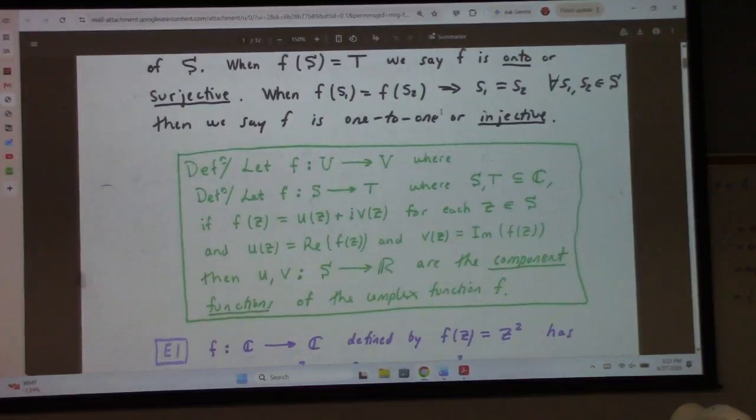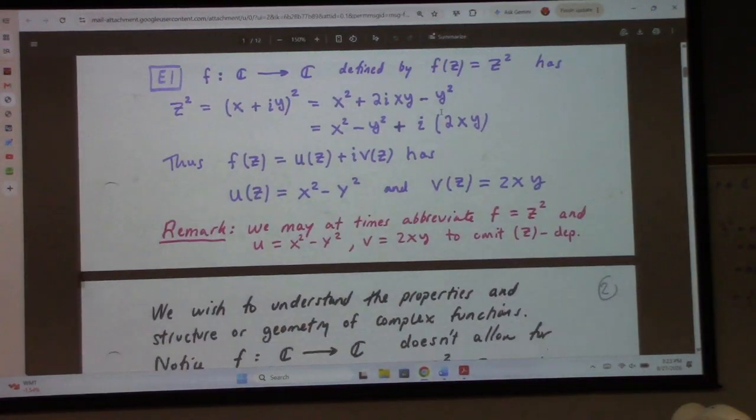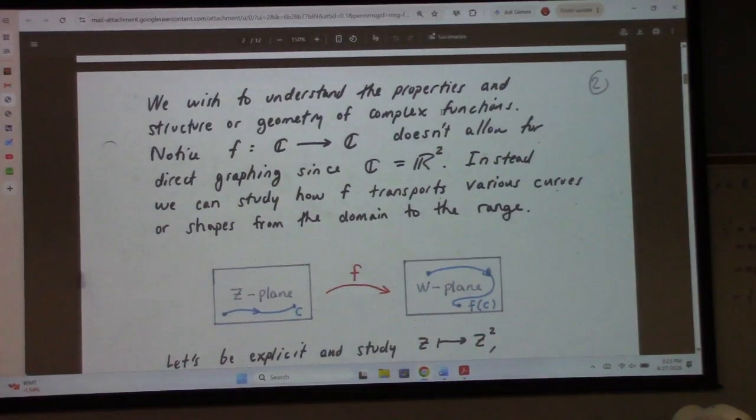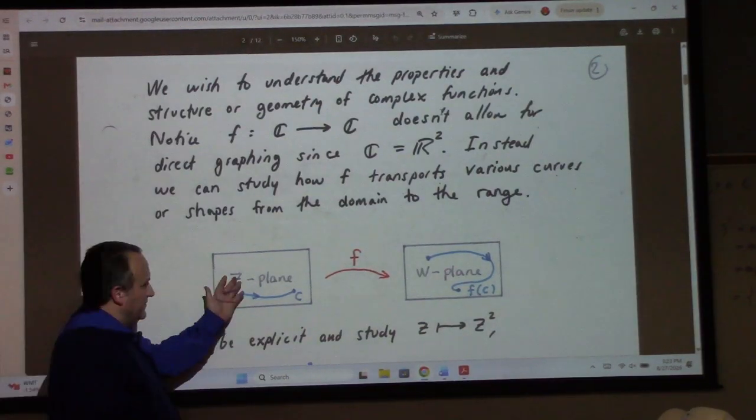All right, so there was our definition of component functions. There's our first component function calculation. So it's very nostalgic, a whole hour ago. And as we talked about, we go to the z-plane, the w-plane.